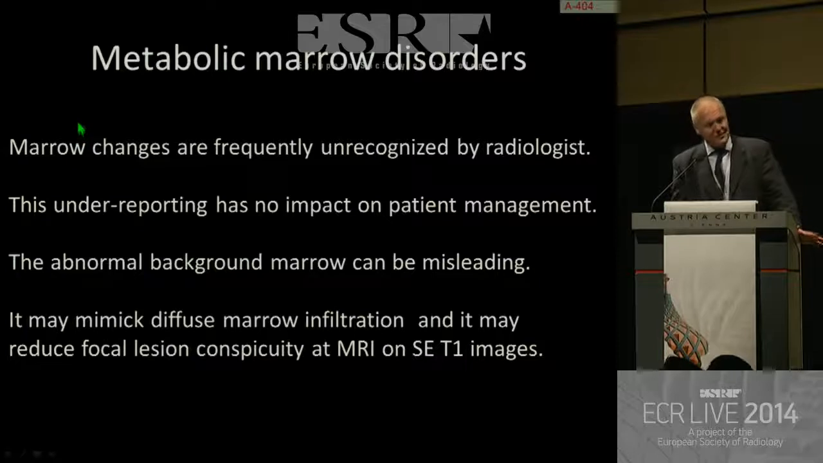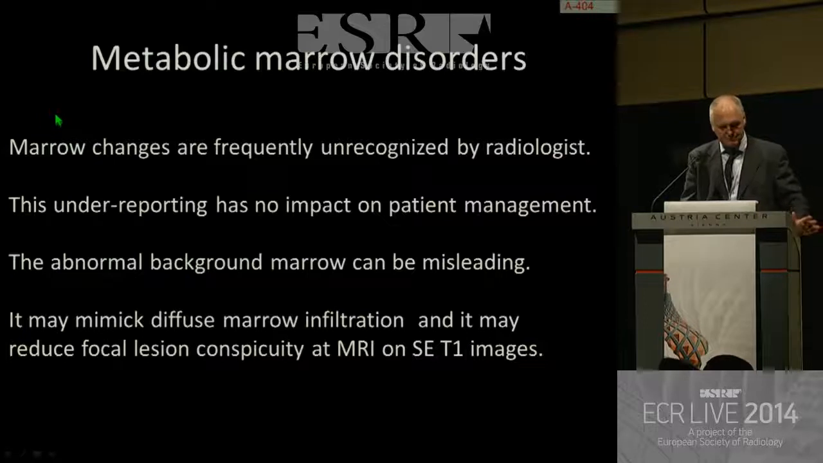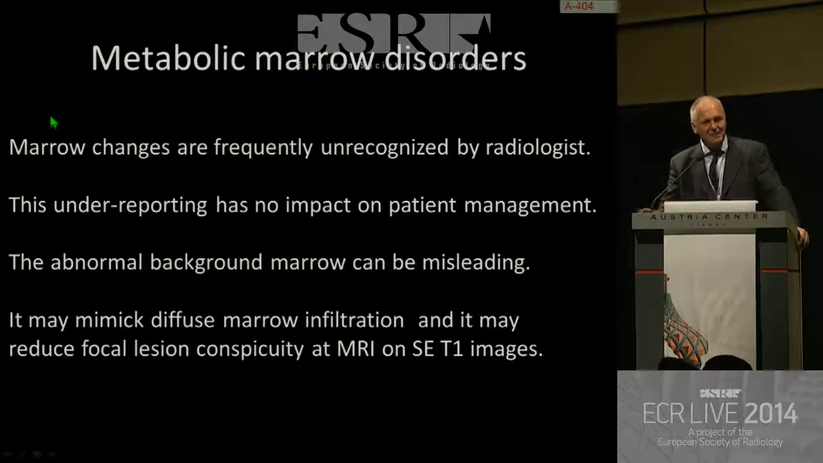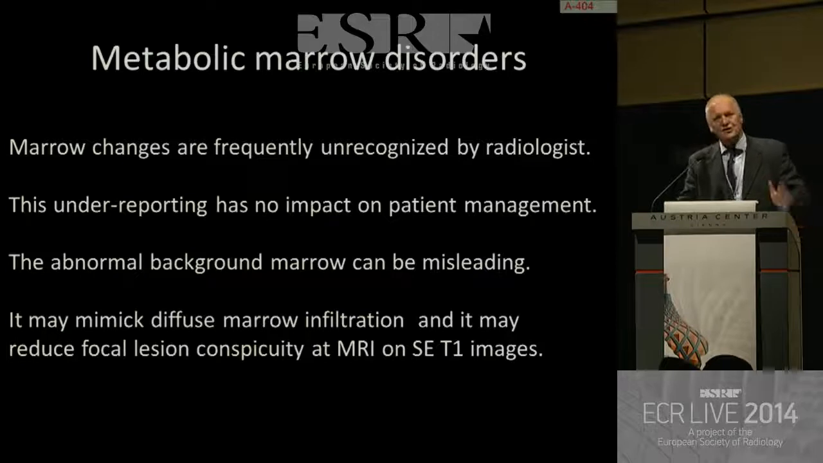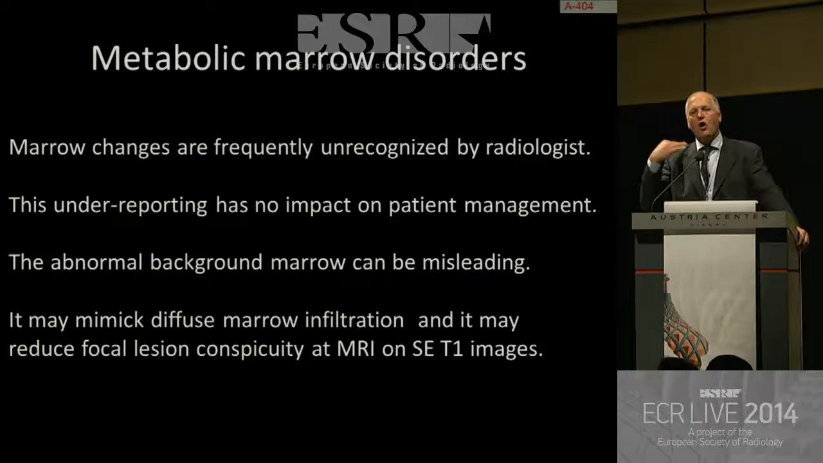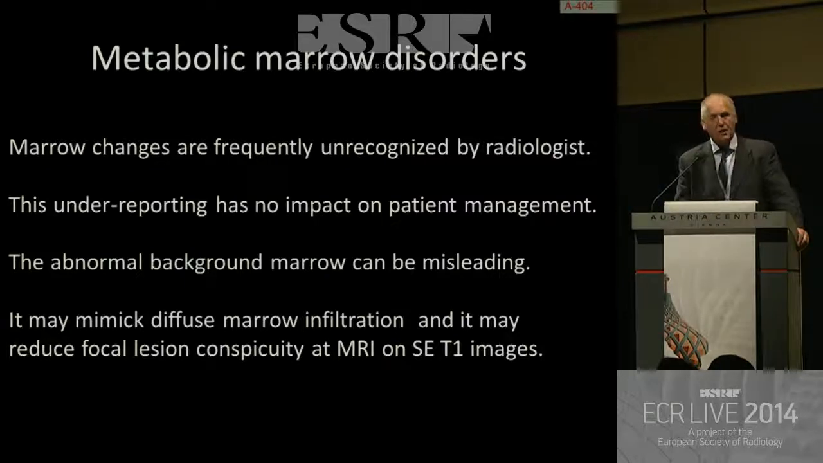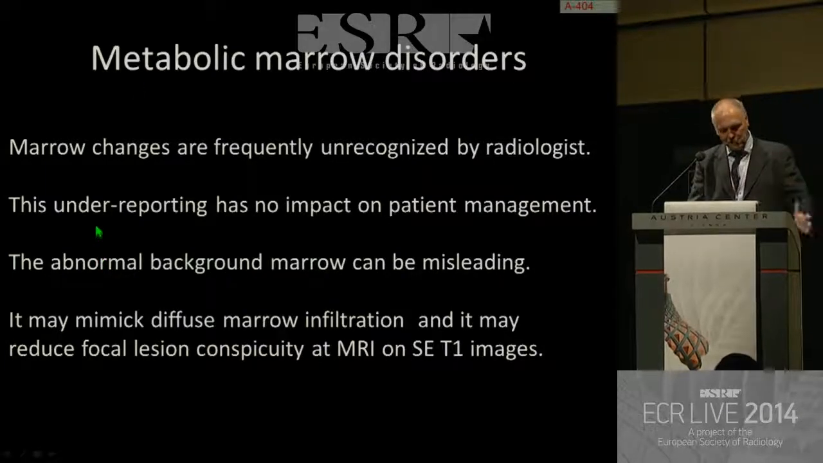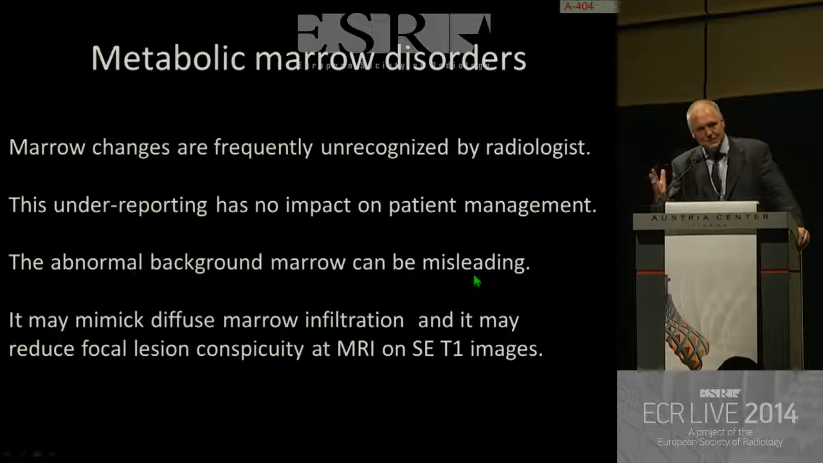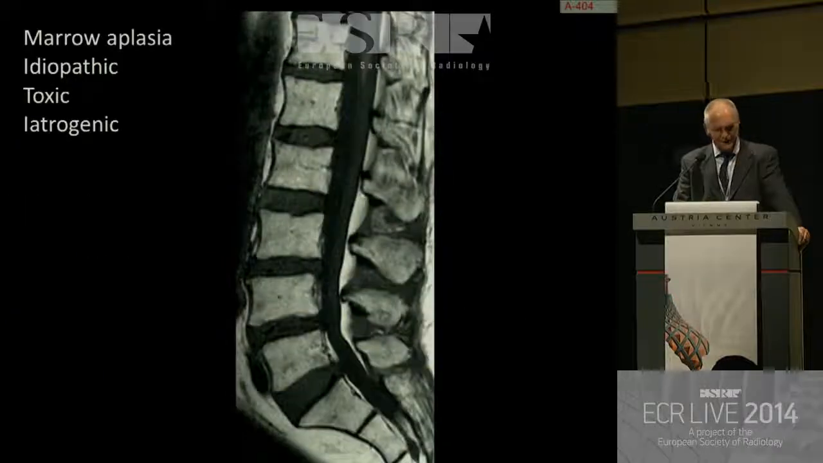So to conclude with the marrow conditions, marrow changes are frequently unrecognized by the radiologist by chance. This underreporting has no impact on the clinical management of these patients because the clinicians have all the information from the blood test or other tests. So they are not waiting for information from us. But we have to be aware of these changes because the bone marrow becomes abnormal and the conspicuity of the lesion is reduced, at least on T1 weighted images.